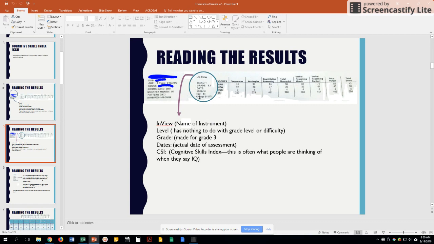And as you can see, there's a cognitive skills index for this child at 94. There's basically, in this child, a range for their lower cognitive skills index of 91 and an upper of 97. That's your band of confidence.